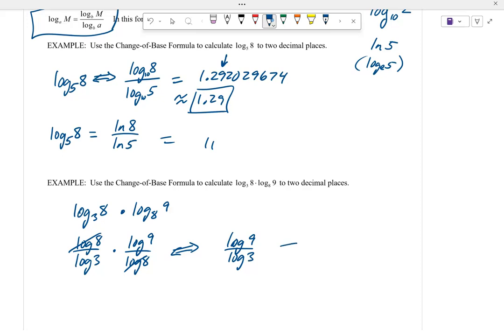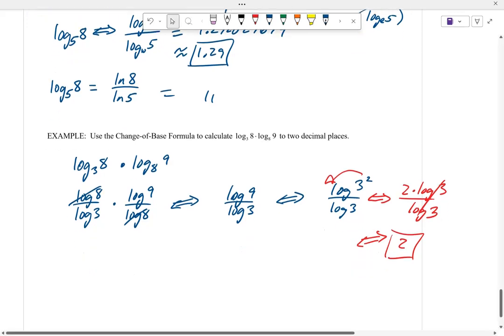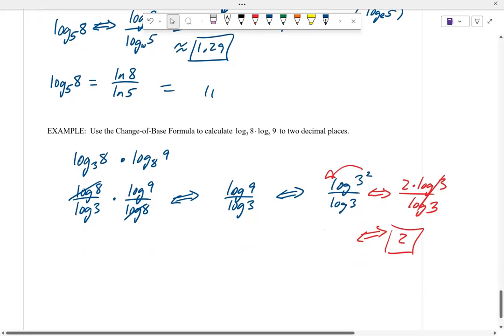Which, interestingly enough, log of 9 is log of 3 squared. So I could actually put that 2 in front: 2 times log 3 over log 3. And I end up with 2. That whole thing ends up being 2, right? And you could use a calculator to verify that if you wanted to as well. But this one works out real nicely for you.